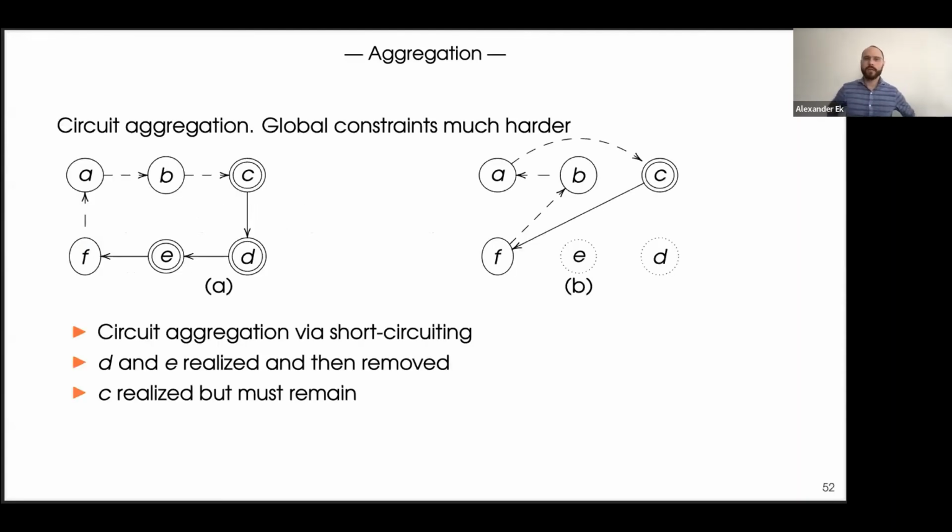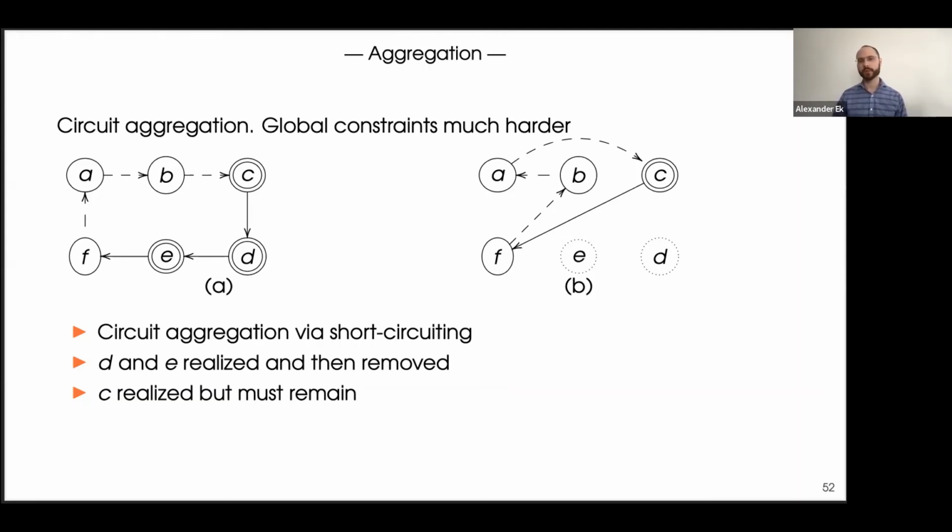Well, we need to use short circuiting in this case, because global constraints themselves are much harder, and we need to do some more analysis. We need some more tricky understanding of the actual global constraints. Luckily, if we solve the aggregation for one global constraint, we can use that all the time in all our future models where that global constraint appears again. So let's look at circuit.